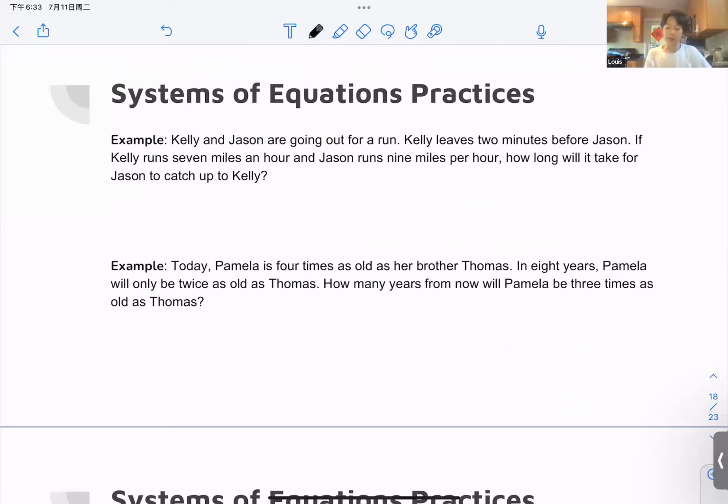So this is a system of equations practice. So I'll give you guys 2 minutes to solve these 2 problems.